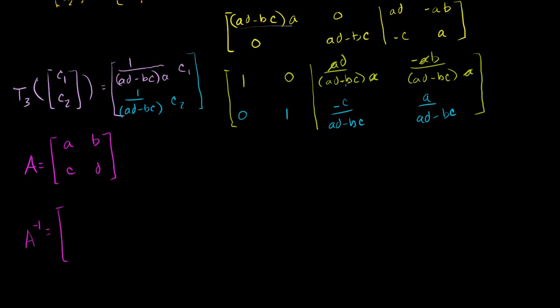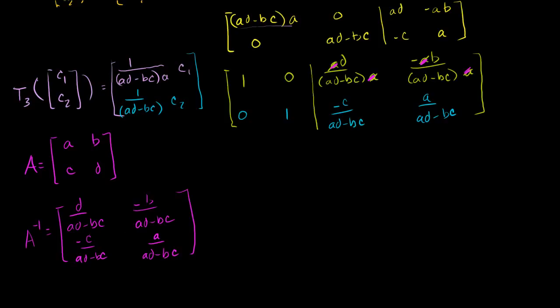This is equal to D over AD minus BC, right? This guy and that guy canceled out. And then we have a minus B over AD minus BC because that guy and that guy canceled out. Then you have a minus C over AD minus BC. And then finally you have an A over AD minus BC, which is our inverse.